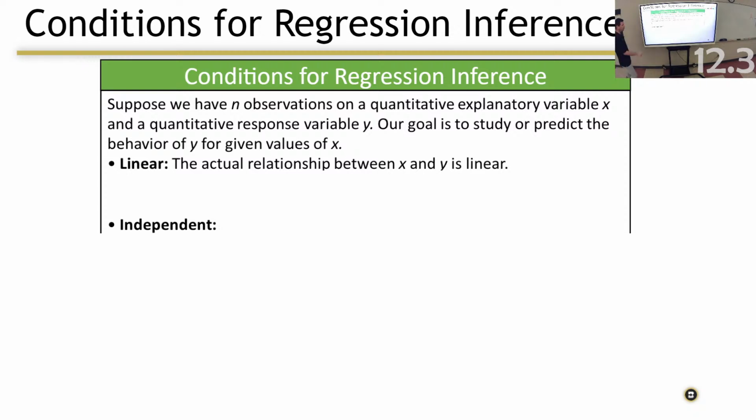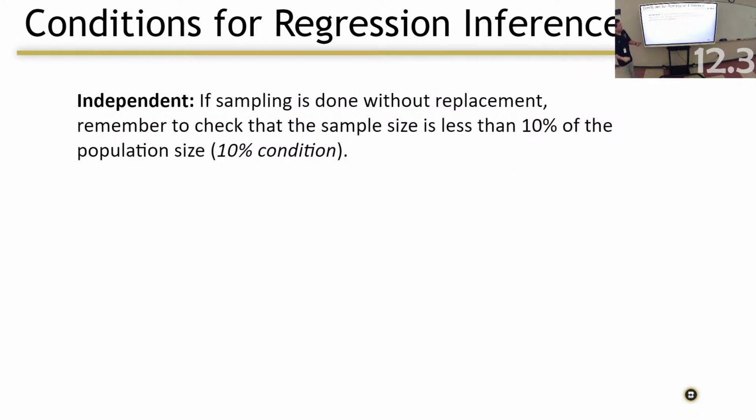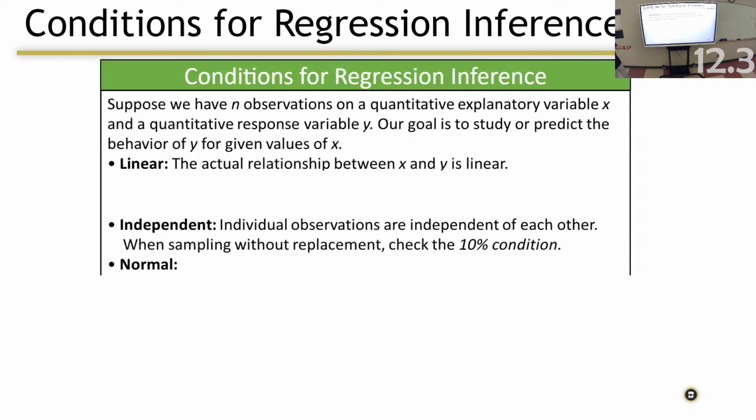Okay, every point needs to be independent of the previous point. And we also need to check the 10% condition. Individual observations are independent, and we need to check the 10% condition. Again, these are just questions you're going to see on your homework tonight. You will not see them on my test. There's a reason why I'm giving them to you in this order. If the sampling's done without replacement, we need to check the 10%. I've never seen this one violated.